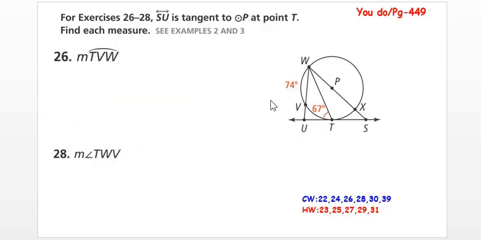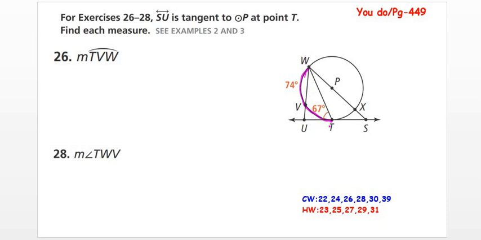Here is the next question. It says, for these questions, SU is the tangent to the circle P at point T. Find each measure. So here is the first question, question number 26. It says, find the measurement of the arc TVW. So let's see, where do we have this arc? TVW. So they want us to find this arc.